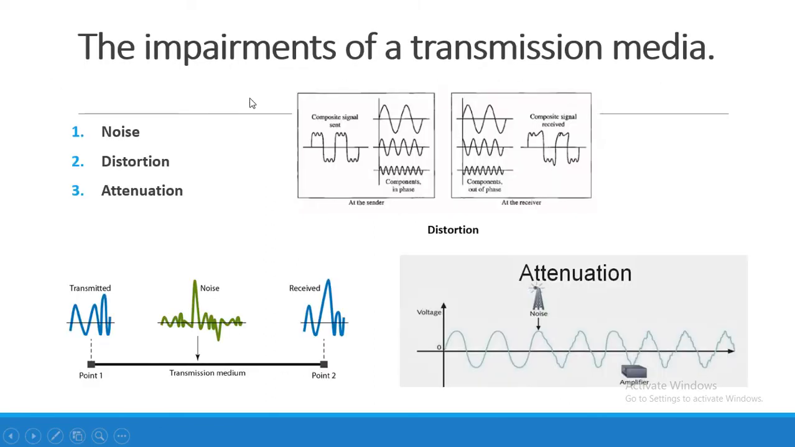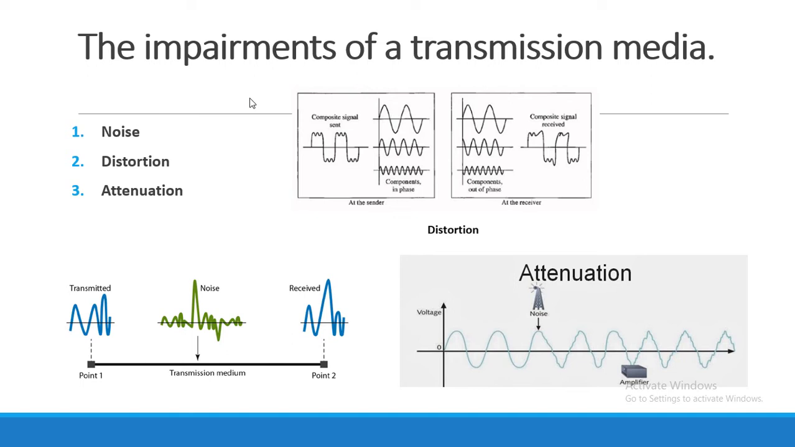Okay, now let's move to the next slide. The impairments of a transmission media. Mainly there are three impairments: noise, distortion, and attenuation. First, let's see what noise is. If an unwanted signal is inserted between transmission and reception, noise impairment occurs. There are four types of noise impairments: thermal noise, intermodulation noise, crosstalk noise, and impulse noise.